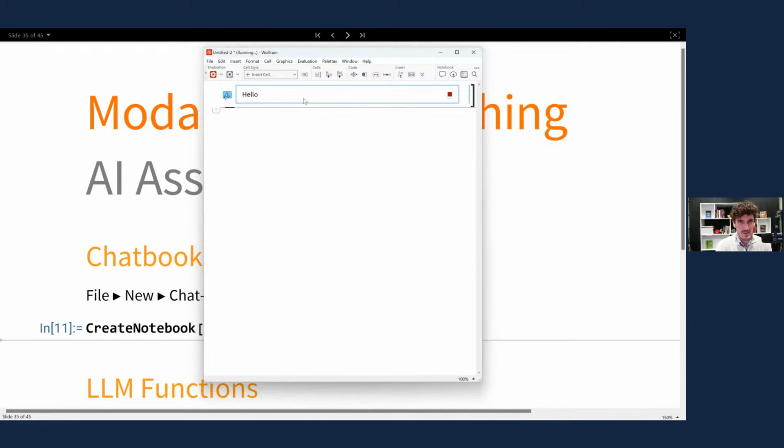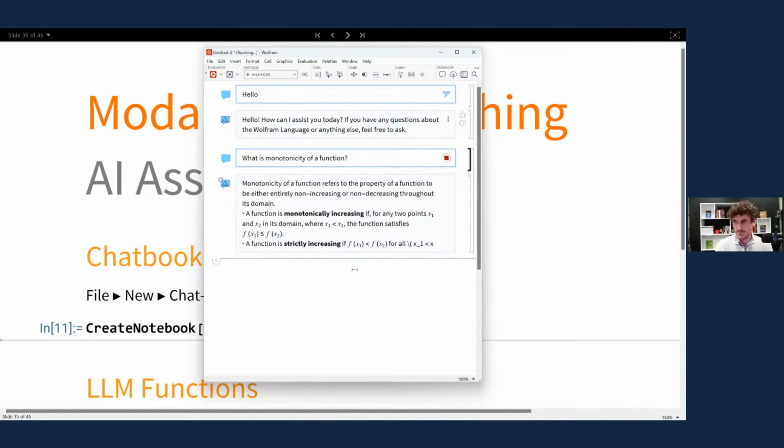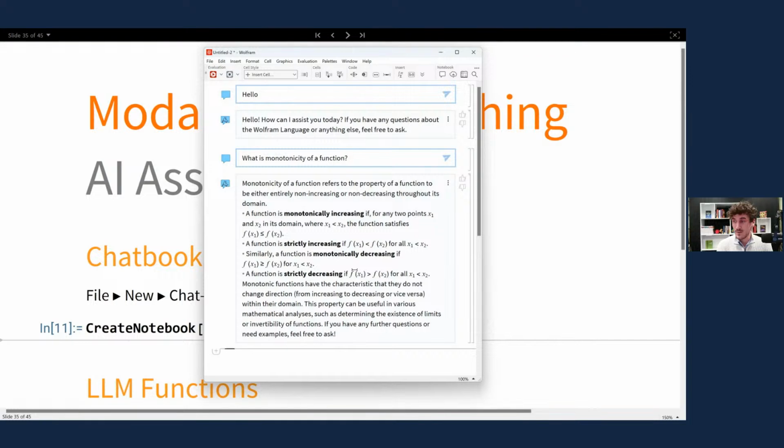Okay, so let's just start simple. Let's just say hello. Hope for a response. Okay, what is monotonicity? Here we are. So I could ask it to explicitly look at my code and tell me where I went wrong, but this is just an example of general questions as well that you might want to just go directly to the LLM. But I would really stress that if you can give your LLM access to your code and equip it with the power of Wolfram language, it's a lot more effective.